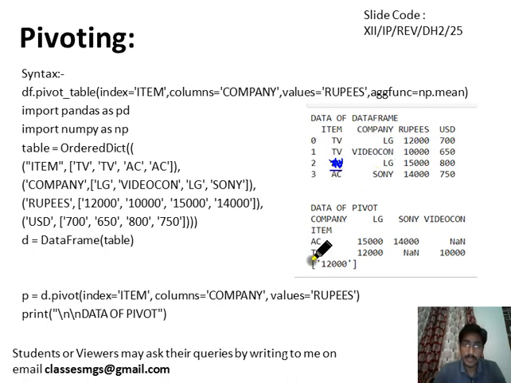Now if we apply index as item, then AC and TV will come here. Columns equals company, so LG, Sony and Videocon will come here as we explained for the pivot method. Now values equals rupees, so the rupees values will come. But here let me see, if we apply this to the data frame and run this code, it will give an error.